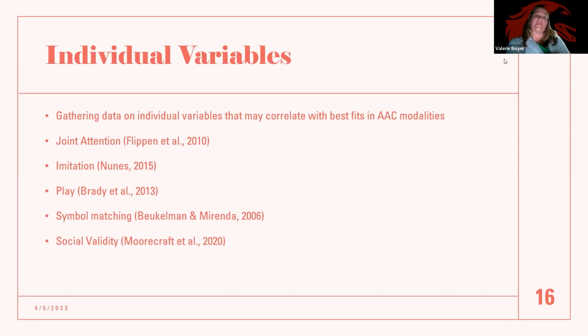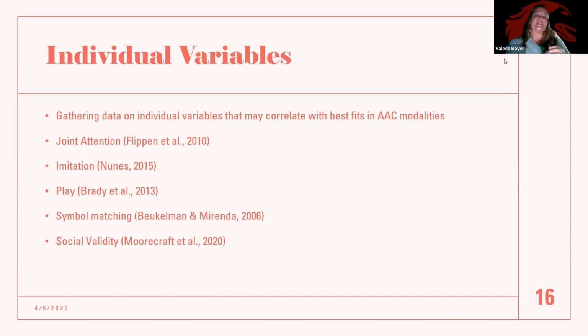Imitation skills have been talked about as important. So how imitative is a child in terms of motor imitation and speech imitation. The stronger the imitation skills, oftentimes the thought is the quicker they're going to be successful with AAC. Play skills have been talked about as individual variables that might shape how quickly somebody is acquiring different types of skills, how interested they are in accessing AAC during play.